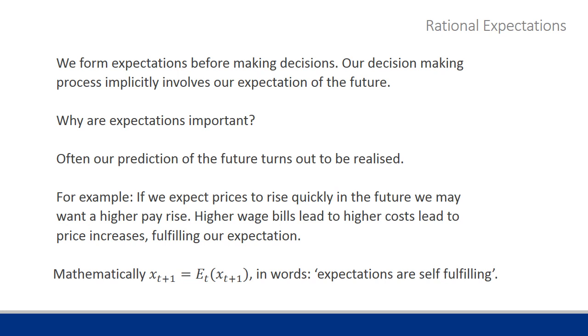And we can write that mathematically. The outcome, x_{t+1}, that's the outcome of x in the future, is what we thought it was going to be in the previous period. So the expectation in period t of x_{t+1}: x_{t+1} turns out to be what we thought it would be, our expectation of x_{t+1}.